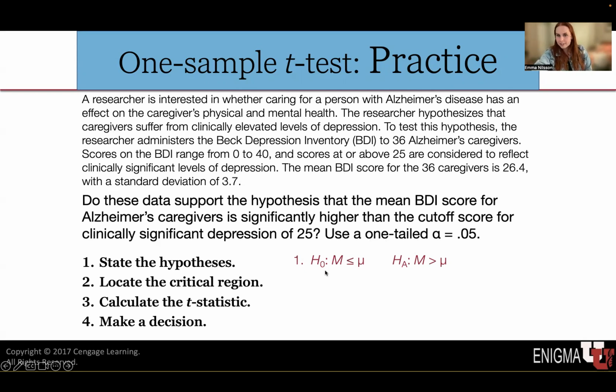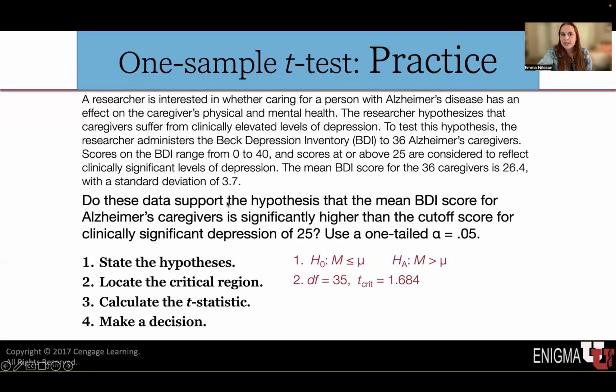So our null hypothesis is that the sample mean of depression scores for caregivers is going to be less than or equal to the population mean for healthy people. They said here, scores at or above 25 are considered to reflect clinically significant levels of depression. So this would be that the sample mean is going to be less than or equal to 25. The alternative hypothesis is that the sample mean of these caregivers for their depression scores is going to be more than 25.